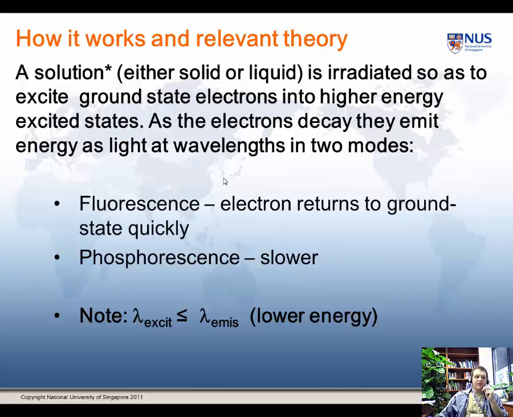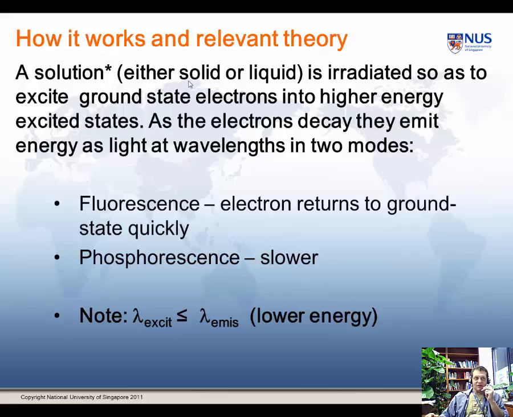So a solution, now that can be a liquid solution, or it can be a solid solution, one solid in another, is irradiated so as the ground state electrons are excited into higher energy states. What do I mean by that? Well, think as a chemist. The molecules in the sample are absorbing radiation, and so ground state electrons are being promoted up into higher excited states.